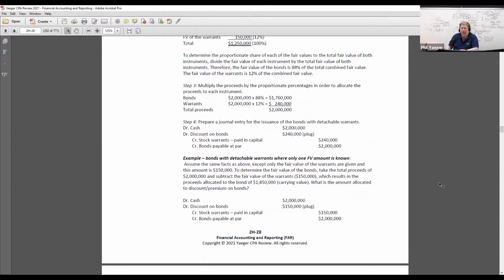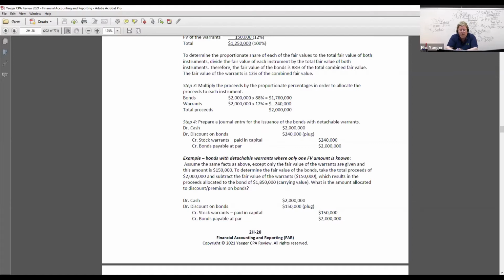Yes. All right. What are we going to credit stock warrants for? Paid in capital, 150,000, which is what value? The fair value. FV, fair market value, right? Yes. All right. So the cash proceeds are 2 million. 150 goes to the warrants. Then the balance of the proceeds are going to go to the what? To the bonds payable. To the bonds, right?